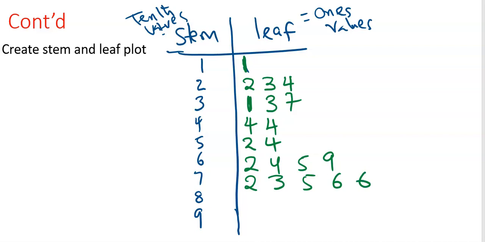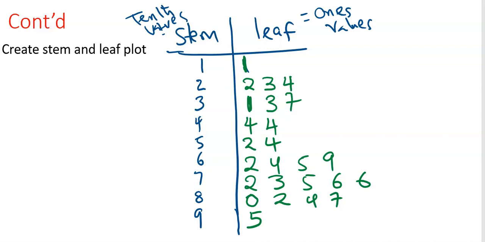In the 80s, there is 80, so you don't leave out the 0 itself, you have to write it. Then 82, 84, and 87. In the 90s there is only one, so 95. So that completes our stem and leaf plot.